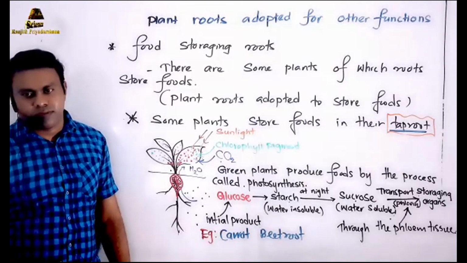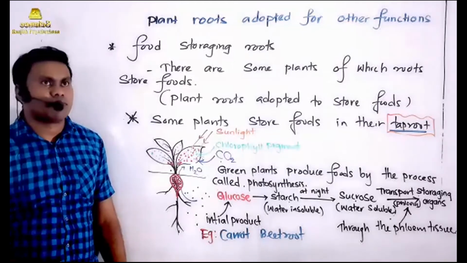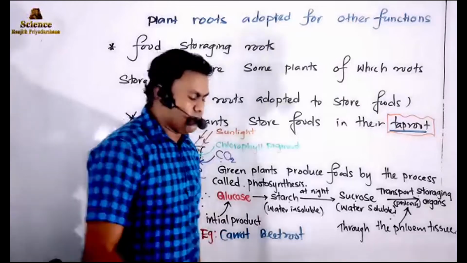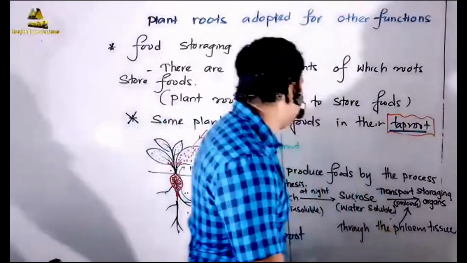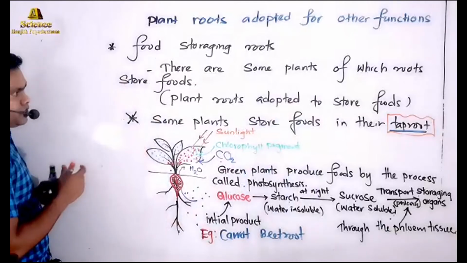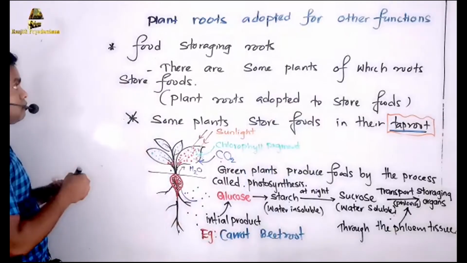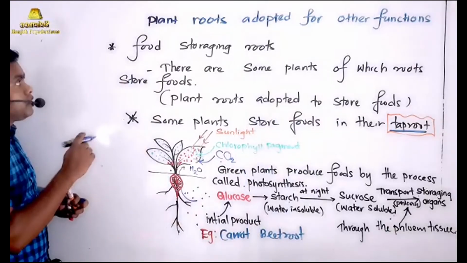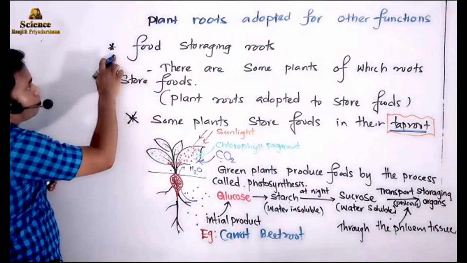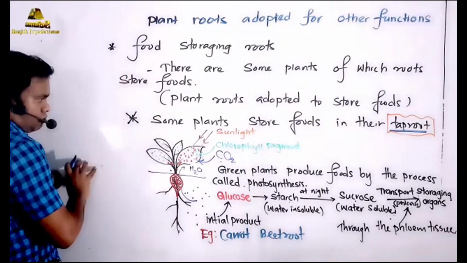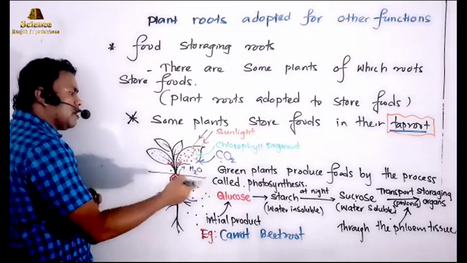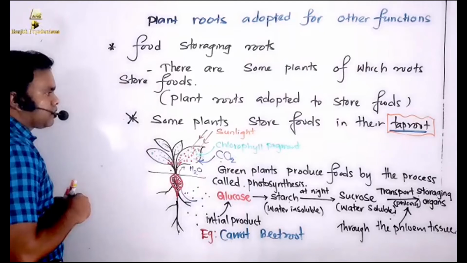Excuse me, sir. Yes, tell me, son. Sir, how is oxygen produced in the plant? Oxygen is produced as a byproduct of the photosynthesis process. Okay, I'll write that. So this is the first function, food storage roots. After you write this down, I'll erase it and write how this oxygen is produced.